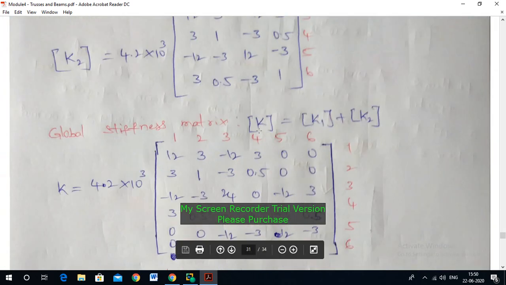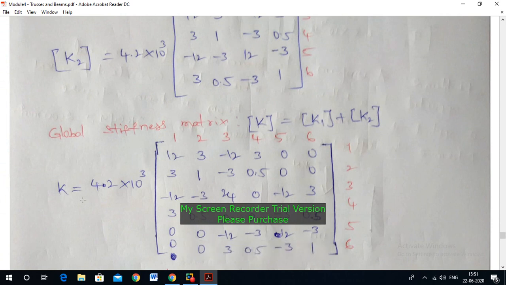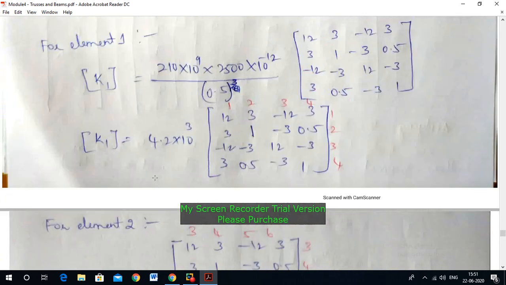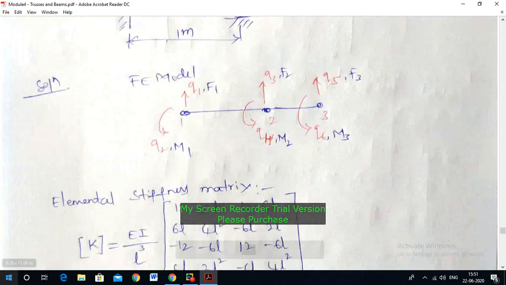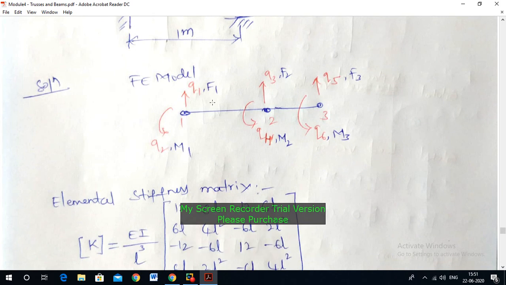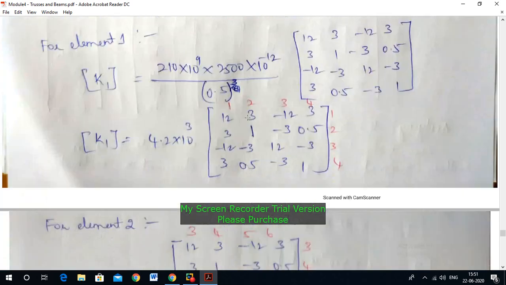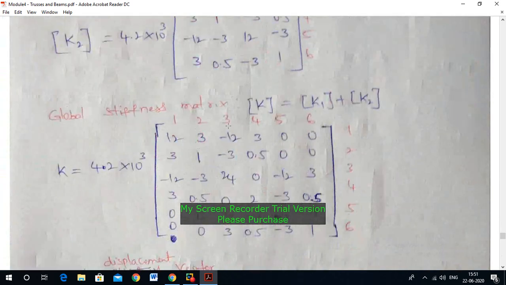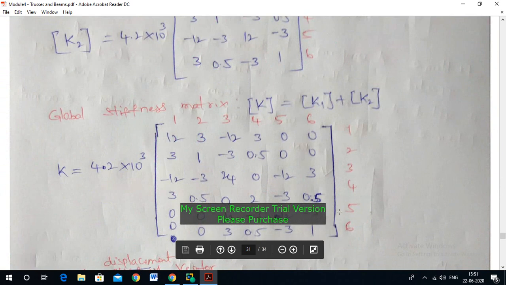Hence the global stiffness matrix K is equal to K1 plus K2. Therefore K is equal to 4.2 times 10 power 3 as a common factor. Since the beam has two elements and three nodes, and each node has two nodal displacements, the degrees of freedom is 3 into 2, total 6. So the global stiffness matrix is a 6 cross 6 matrix.